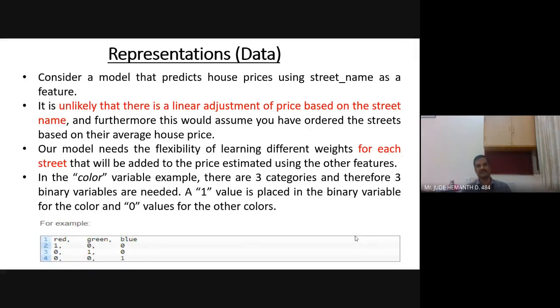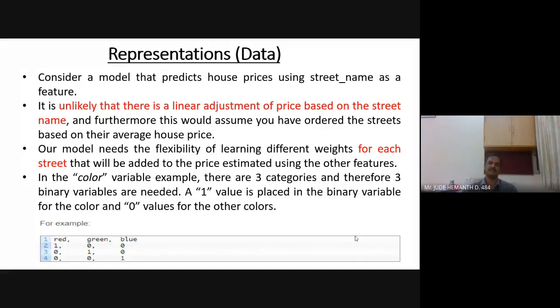Then it will check, okay, green is going to have the better price for this specific instance. In the same way, when you have a blue, you need to have 0, 0, 1. So this is the way the data is represented.